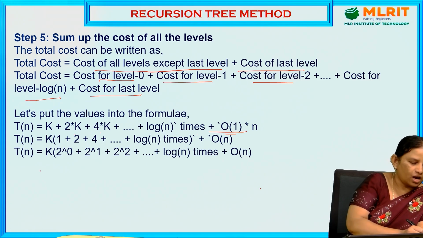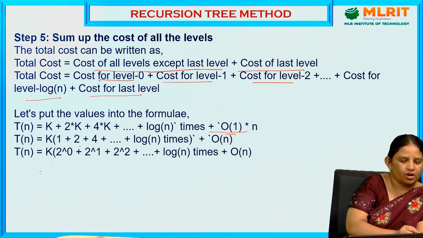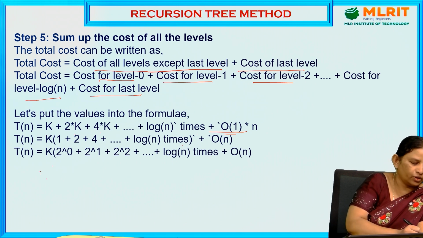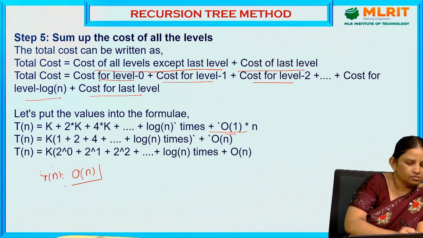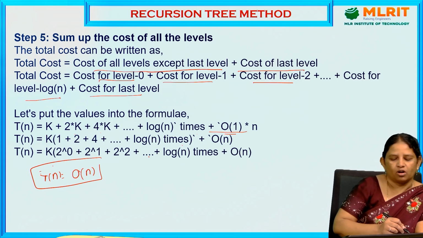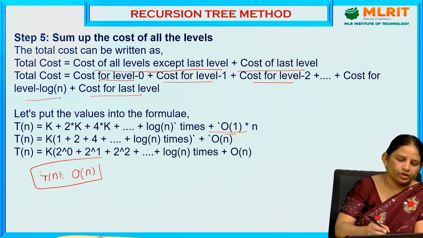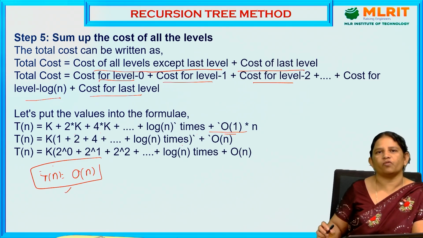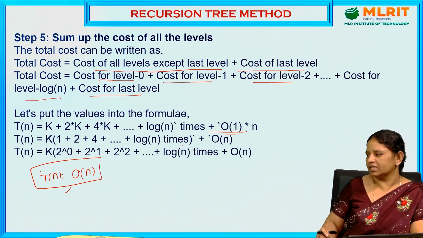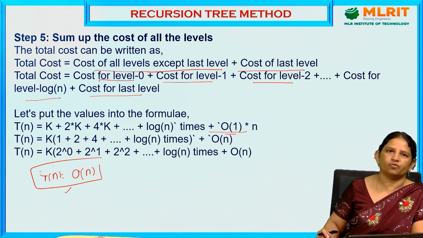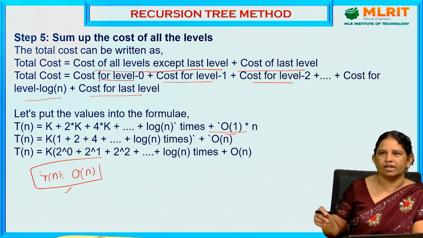Substitute all these values, we are going to get k into k, so take k as common, 1 plus 2 plus 3 and so on, log n times. That is equal to k plus log n into log n times. That is repeated for log n times plus n. We are going to get the time complexity T of n equal to big O of n. That is the recursion tree method to find the time complexity of the given recurrence relation.